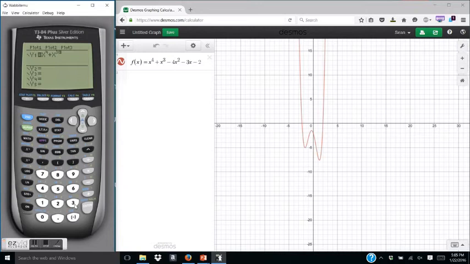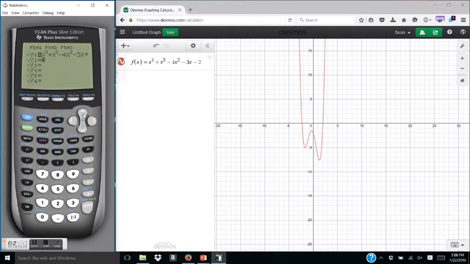Plus x raised to the third. Go to the right. Minus, make sure you click the buttons properly, minus 4x. Well, we can either use the exponent or just hit the squared button, because our calculator has that one since it's used so often. Minus 3x minus 2. Go ahead and hit enter.